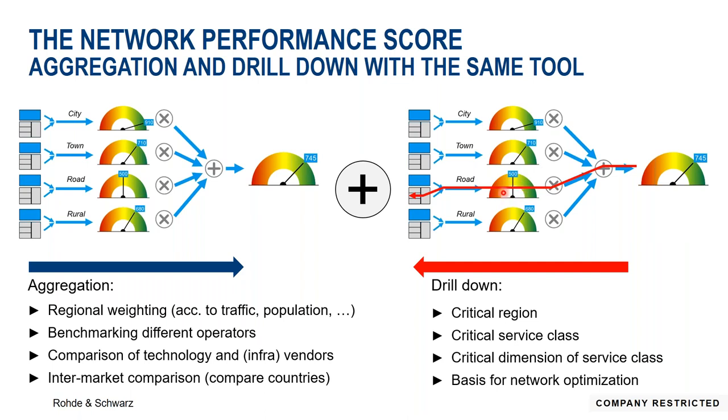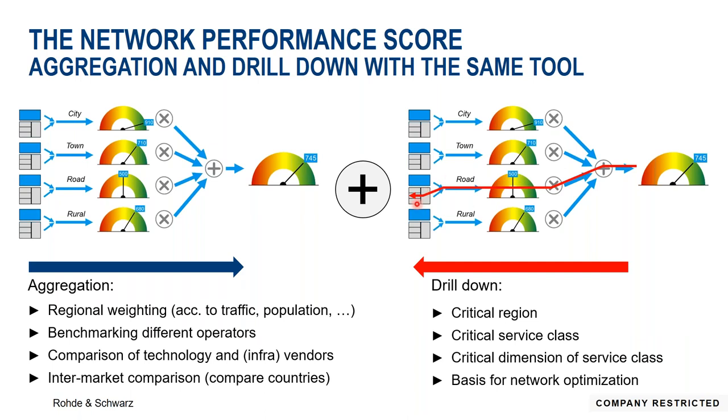This is due to the fact that the score is not very good in this region where the road is defined, okay? So in the city, we are very good, okay? In the towns, we are still not too bad. Rural areas are not too bad. But in the road areas, we are only getting 500 points out of 1,000, okay? So this is the area where there is a problem, okay? And what exactly is the problem?